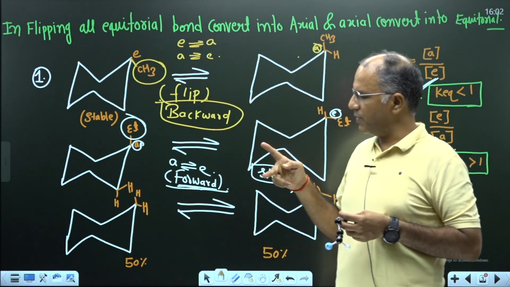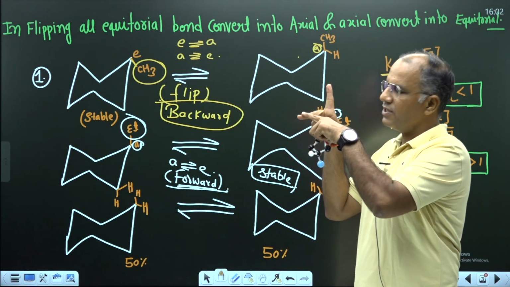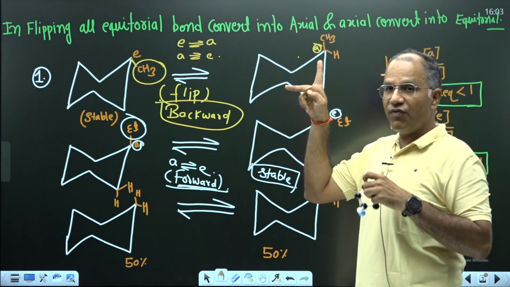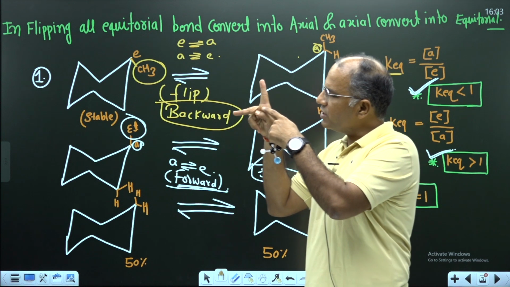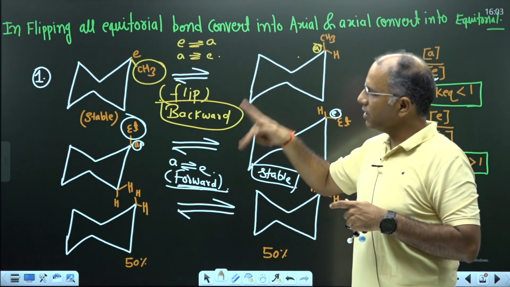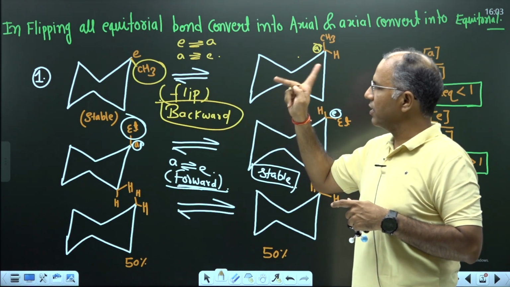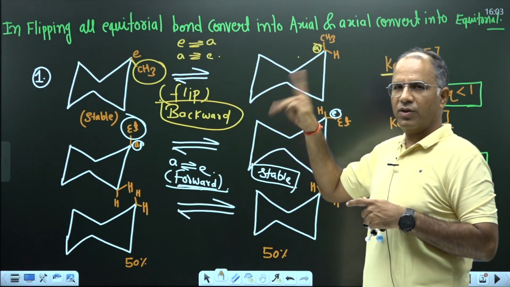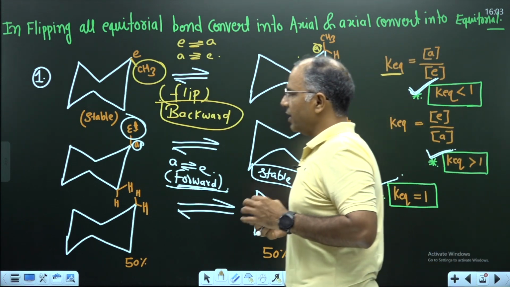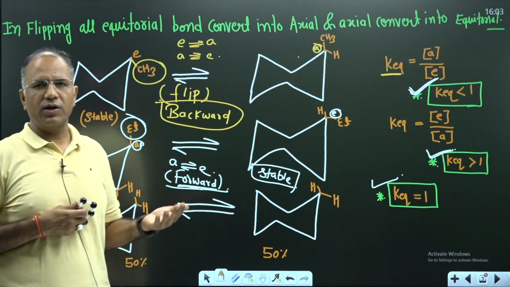Now you can easily understand this by my fingers. This is our axial position and this is our equatorial position. When we do flipping, what exactly happens to this carbon? This carbon goes down. This is flipping. If at axial position, after the flip, it converts into equatorial. This is known as flip. You got it? So just remember it. Whenever there is a flipping, all axial bonds convert into equatorial and all equatorial convert into axial.